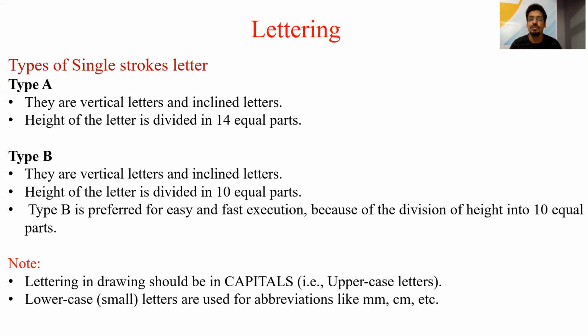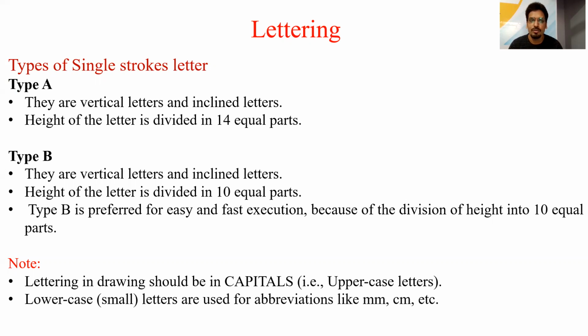Why do we use type B? We generally use type B for lettering purpose because it is very easy and fast to execute, because we can divide a height into 10 equal parts easily as compared to 14 equal parts.